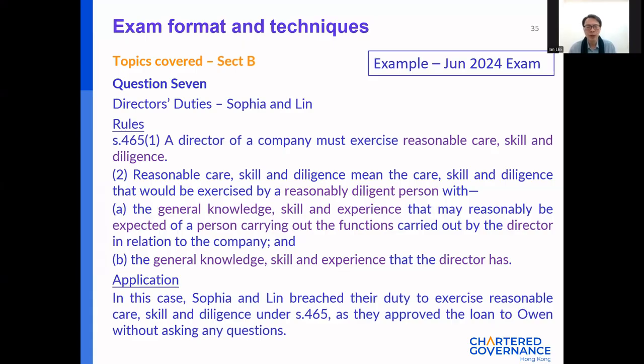So in this case, Sophia and Lynn breached their duty to exercise reasonable care, skill, and diligence under section 465 as they approved the loan to Owen without asking any questions. As members of the board of directors, when they receive a request for a $300,000 loan to a director during a board meeting, they should at least have asked some questions to find out why he needs the loan, and to think carefully about whether they should use the company's money to lend to the director.